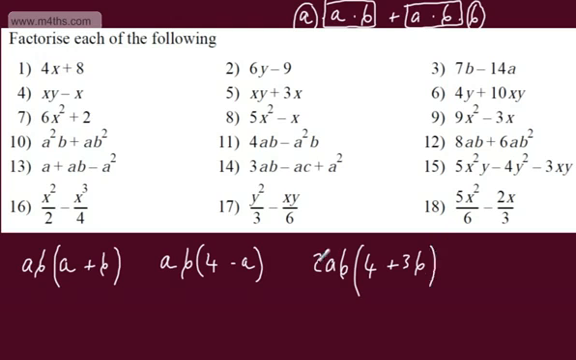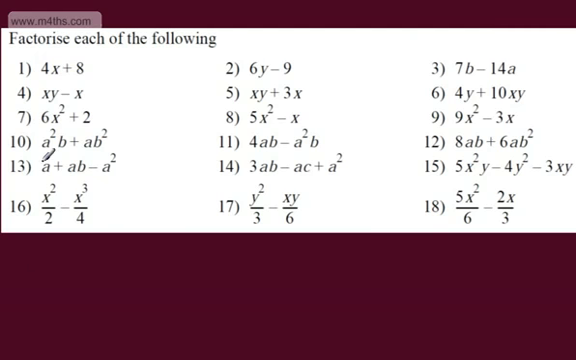Again, if you want to check this out, let's just expand it. So 2 times 4 times ab will give us 8ab. 2ab multiplied by positive 3b will give us plus 6, and then we're going to have ab squared. So there we go, nice and straightforward as required.